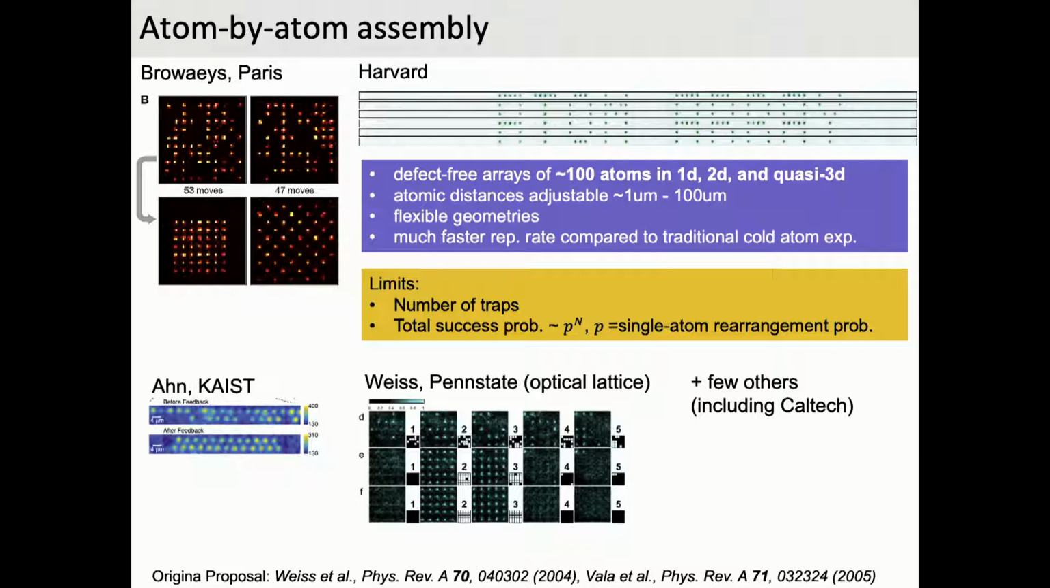There are some limits to it. You cannot make an infinite number of traps, since your laser power is limited, and also the total success probability is exponentially suppressed. If you try to make an array with no defects, the probability of a defect from a single atom scales to the power of n to make it defect-free. So you have to have high fidelities in each of the steps of imaging and transport and so on.